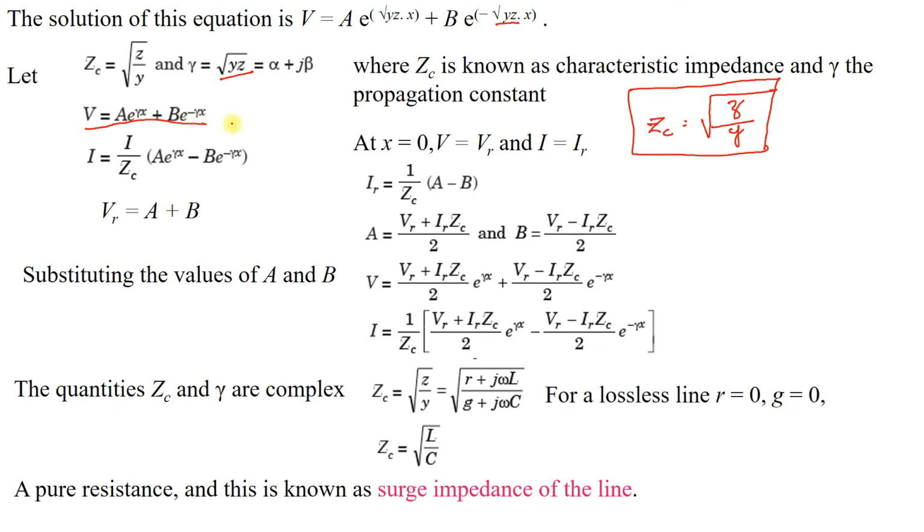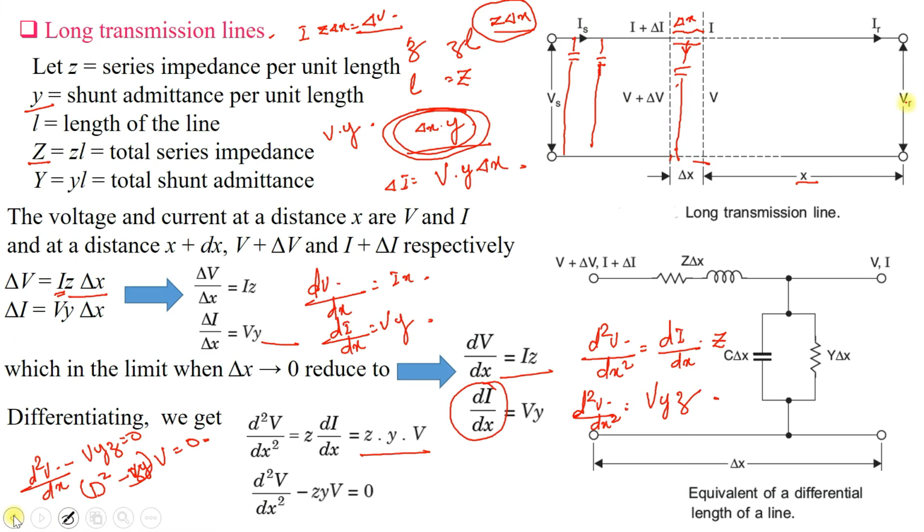Now we put in the initial conditions. We are considering the length from the receiving end, so x varies from the receiving end. When x is equal to 0, we are considering the receiving end, so V is equal to Vr. And when x is equal to L, the voltage at that point will be Vs. Those are the initial conditions.